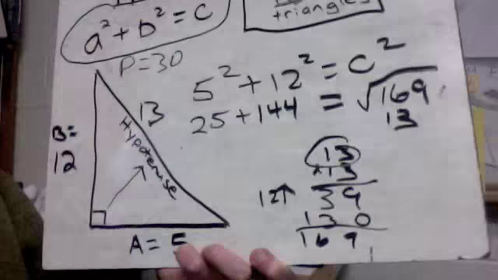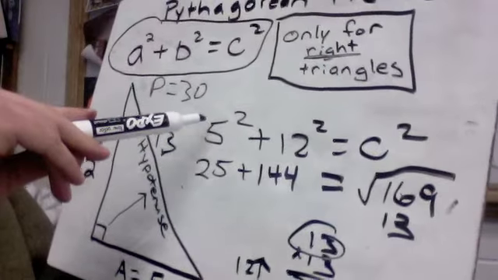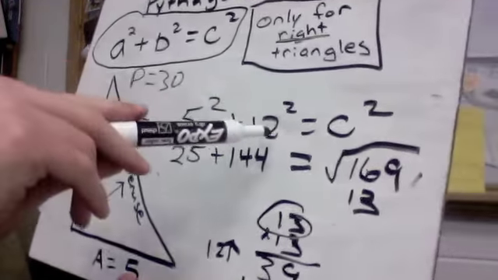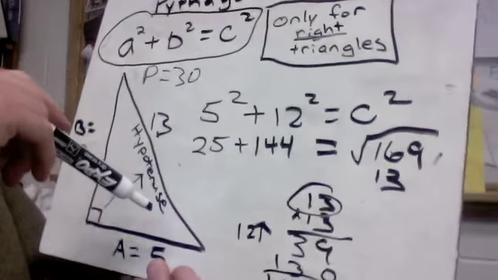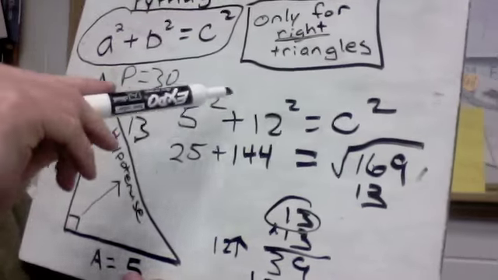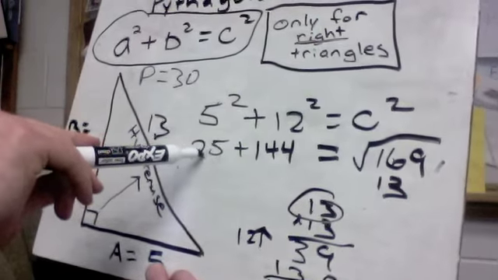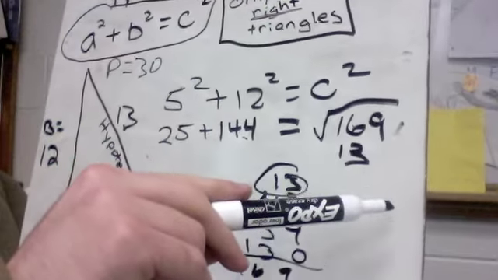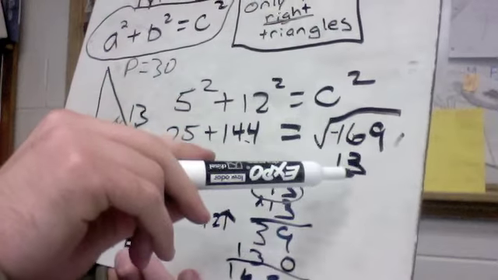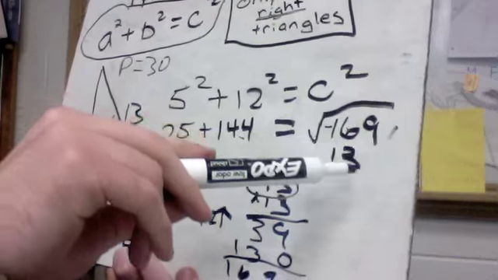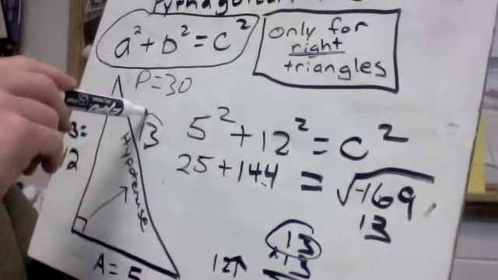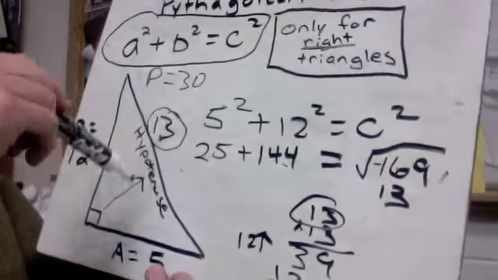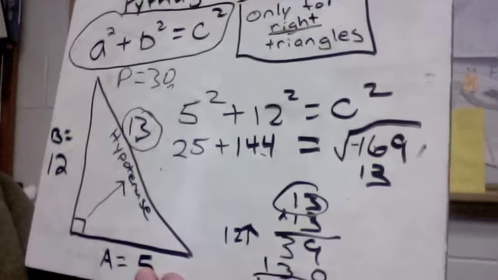Things to note about this, all you have to do is insert one of the sides for A, one of the sides for B, as long as it's not the hypotenuse. Do each of them to the second power, add them together, and then take the square root of what you got. So the square root of 169 is 13, because 13 times 13 is 169. So our answer is going to be 13 for the hypotenuse. Total perimeter, 12, 13, and 5, is 30.